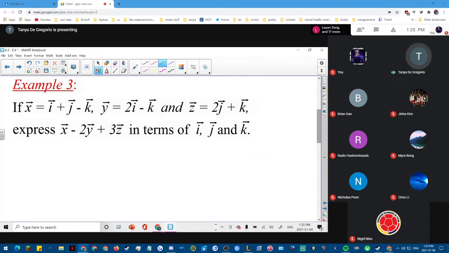Okay, so example 3, we have this vector x, and I'm telling you that the components of x are vector i plus vector j minus vector k. And then we have a vector y, and the components of y are 2i minus k, all vectors. And then vector z is 2 times vector j plus vector k. So now I want to express x minus 2y plus 3z in terms of i, j, and k. So what do you think we're going to do here? Yeah, substitution. Exactly.